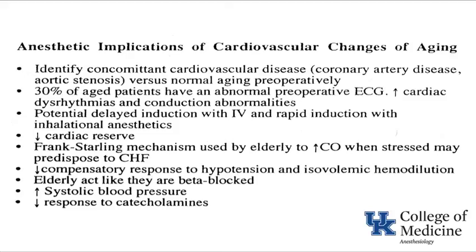For the compensatory response to low blood pressure, or for example isovolemic hemodilution, where their hemoglobin is 7 but their volume is euvolemic, they cannot compensate as much as you or I can, and you may have higher transfusion triggers in those patients. And elderly patients tend to act like they're beta blocked, with resting heart rates that are lower and maximal heart rates that are not as high. Isolated systolic hypertension tends to be present. It's not uncommon to have an elderly patient with a blood pressure of 160 over 85, for example, and they're not going to respond to catecholamines like a non-aged patient.